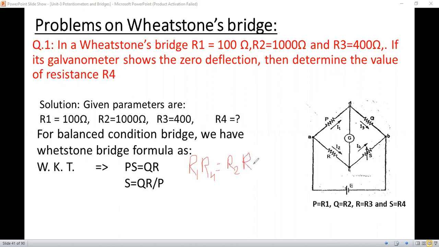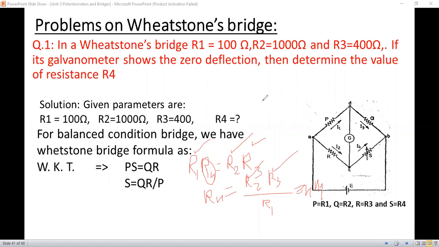So here R1 is given, R2 is given, R3 is given. We have to identify the R4 value here now. R4 equal to R2 R3 divided by R1. Substitute here, R2 equal to 1000, R3 equal to 400, that is 4000 divided by 100 here now. 4 into 1000, how much is it? 4000, that is 4 kilo ohm is the correct answer here now.